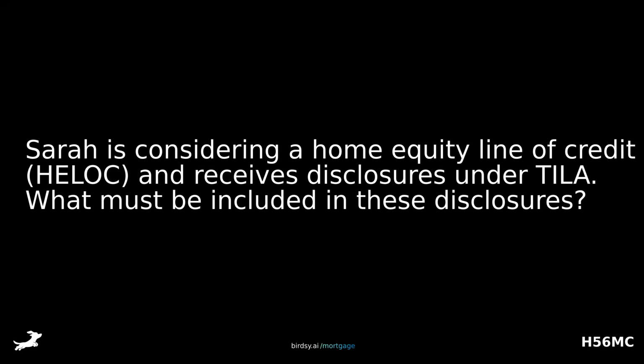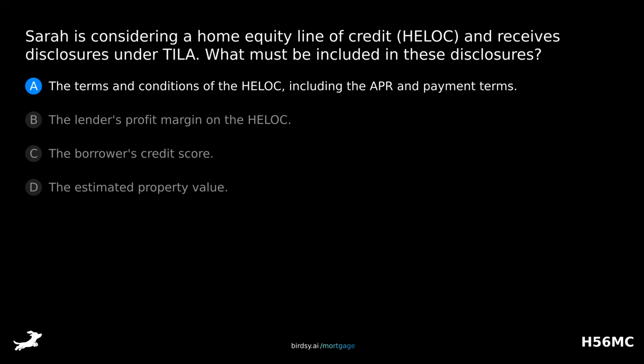Sarah is considering a home equity line of credit and receives disclosures under TILA. What must be included in these disclosures? Is it A, the terms and conditions of the HELOC, including the APR and payment terms? B, the lender's profit margin on the HELOC? C, the borrower's credit score? Or D, the estimated property value?